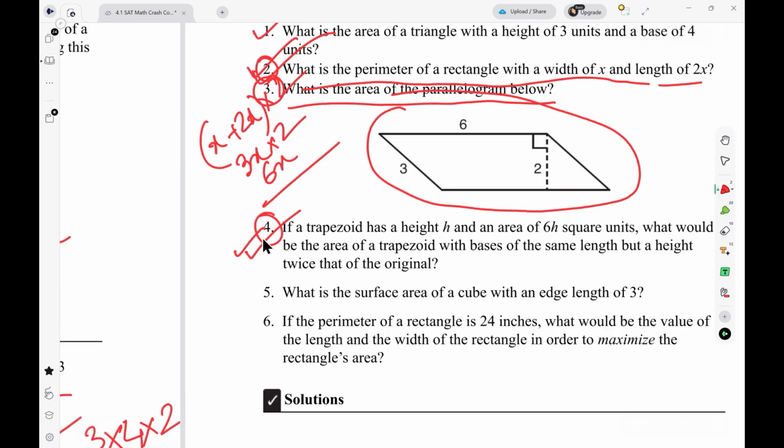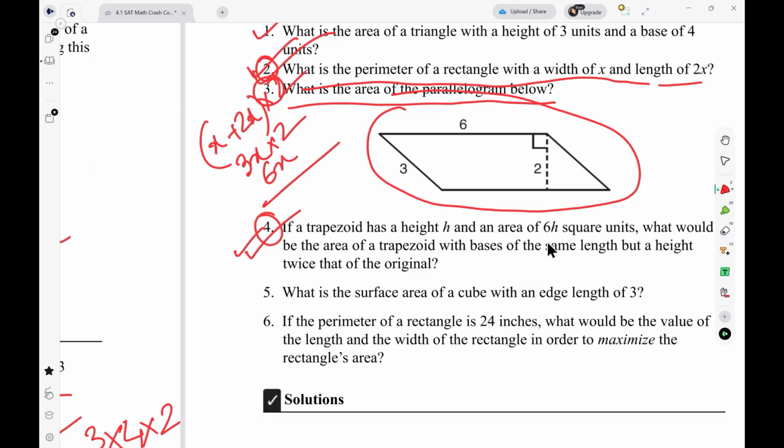Okay. If a trapezoid has a height h and an area of 6h square units, what would be the area of a trapezoid with bases of the same length but a height twice that of the original?